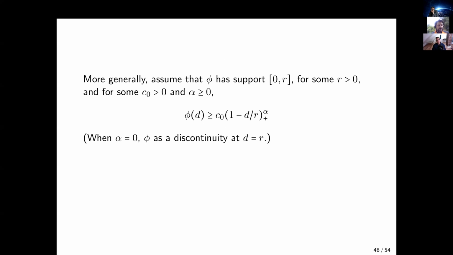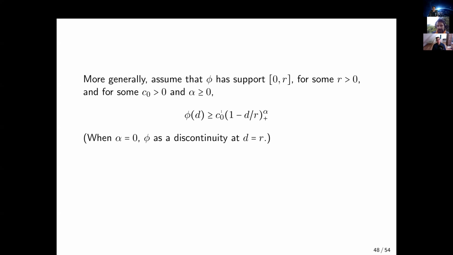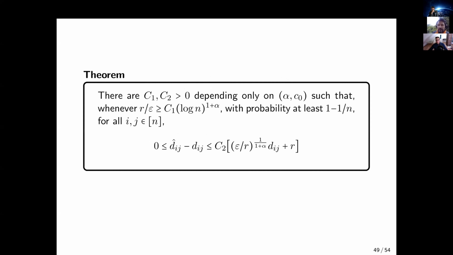And we are able to extend this beyond the step link function. But very crucially, phi has to become zero at some point, so it has to have some compact support. That's very crucial. Actually, you can do things when that's not the case, but you have to do other things. Anyway, we also have a result on this that now depends on how fast phi approaches zero; alpha here dictates that, and alpha appears right here in the rate.